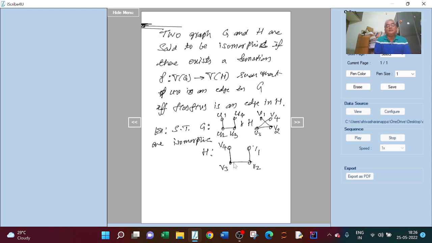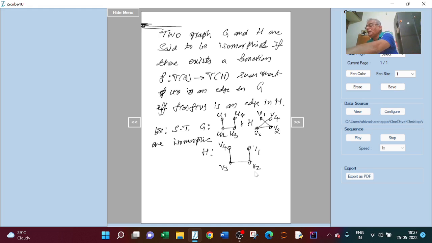So there is a function from the vertex set of G to the vertex set of H. That is, f(U1) = V4, f(U2) = V3, f(U3) = V2, f(U4) = V1. Here U1U2 is an edge, V1V2 is an edge, U2U3 is an edge, V2V3 is an edge, U3U4 is an edge, V3V4 is an edge. That is isomorphic, meaning they are nothing but the same graphs. So this is about isomorphism.